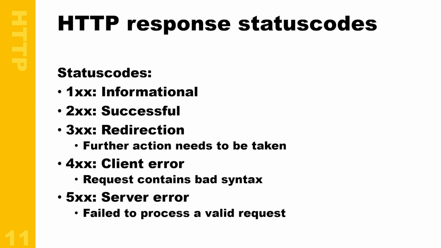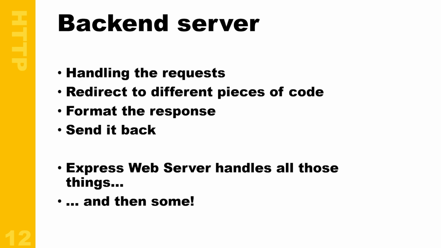Now, of course, if we have those status codes, we can send something back from the backend. So our backend is responsible for handling all the requests. It redirects to different pieces of code. So ideally, you would have classes, controllers, something else handling that code. So don't make one file, of course, holding all that code. It formats the response as you want. Do you want to send JSON back? Do you want to send HTML back? All those things. And you send it back to the user.